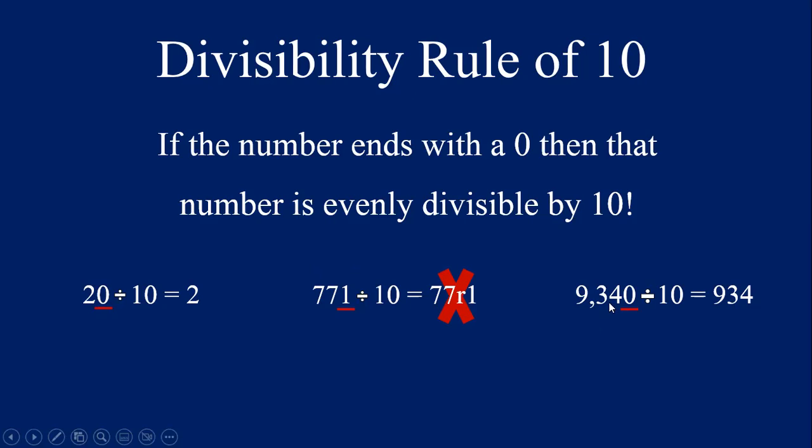How about the number 9,340? Well, what number is in the ones place? A 0, and according to our rule, if there's a 0 in the ones place, then this number will be evenly divisible by 10. And it is. 9,340 divided by 10 equals 934. These are pretty easy because all you have to do is take that 0 off the number you're working with, and that's your answer.